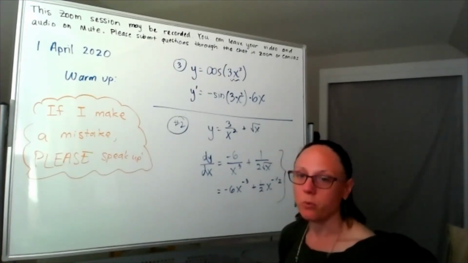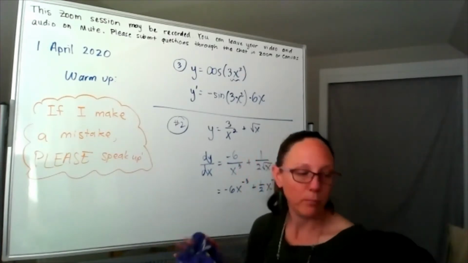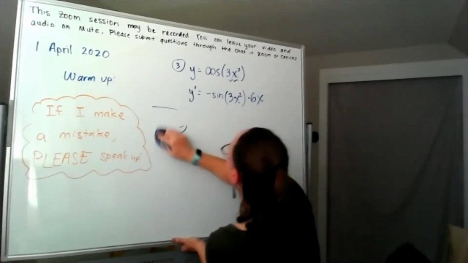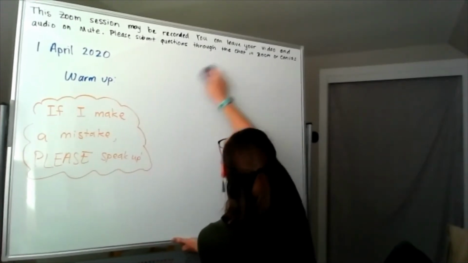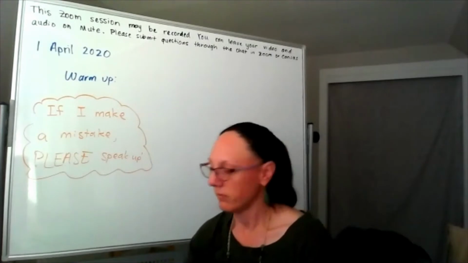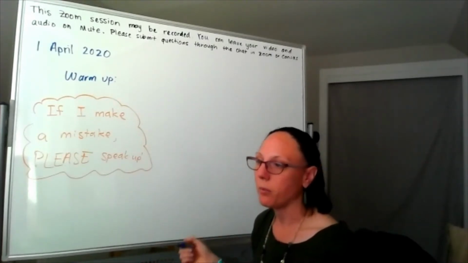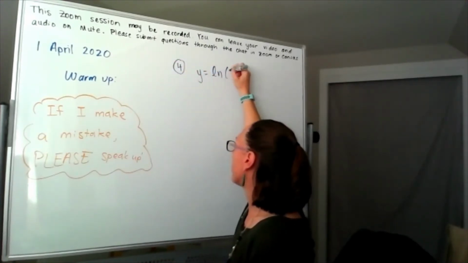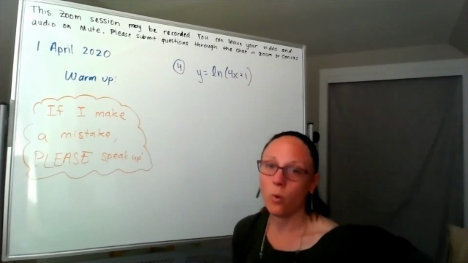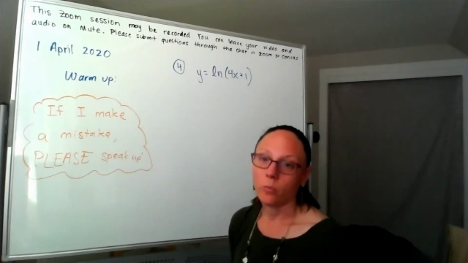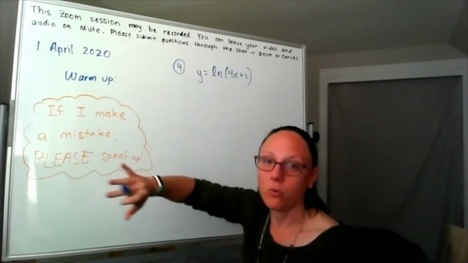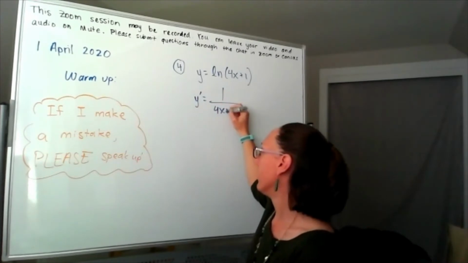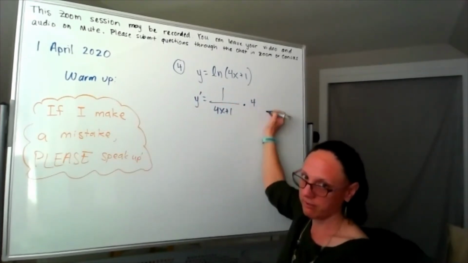Okay, just 2 more quick problems from the worksheet, and then we can move into section 5.1. Okay, problem 4. Got y equals natural log of 4x plus 1. And when we're taking derivatives of natural logs, I'm going to end up with 1 over the something times the derivative of the stuff. So y prime is 1 over 4x plus 1 times 4, because it's the derivative of the inside.